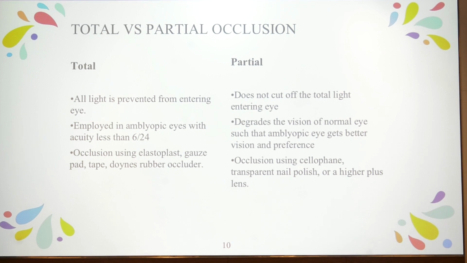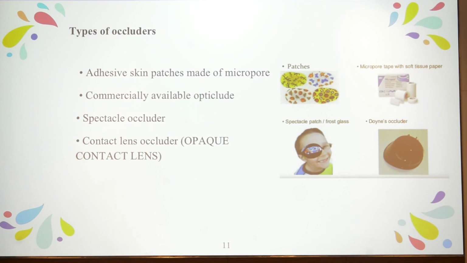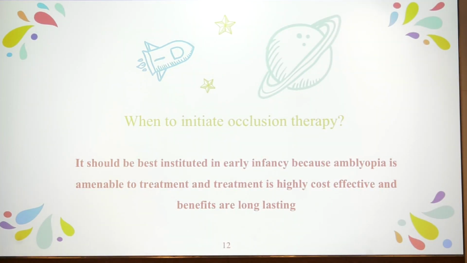In partial occlusion, it does not cut off the total light entering the eye, it just degrades the vision. So various types of occluders are available to us in the markets, like adhesive skin patches by the name of OptiClude, which are the most popular. Then there are spectacle occluders and contact lens occluders. The question is when to initiate occlusion therapy. The answer is very simple. It should be best instituted as early as possible in early infancy because amblyopia at that time is amenable to treatment and it is highly cost effective.